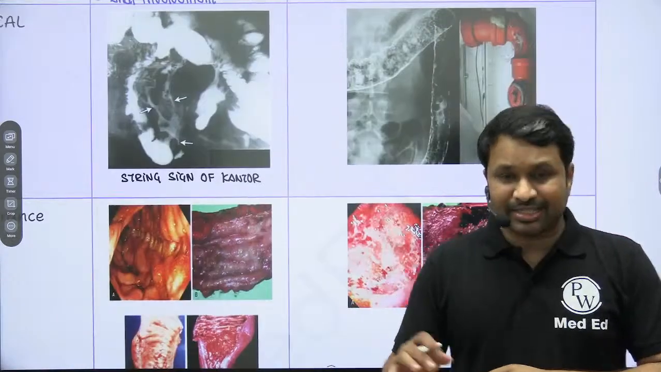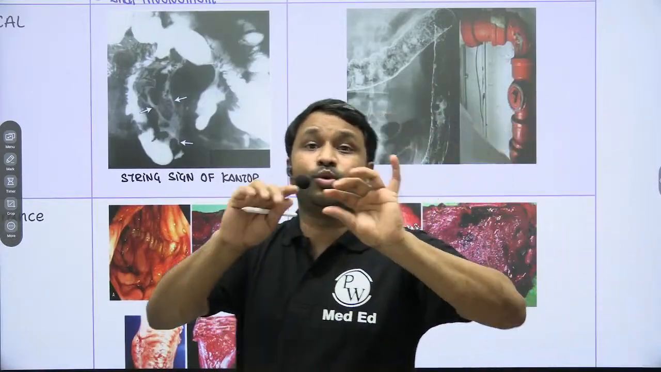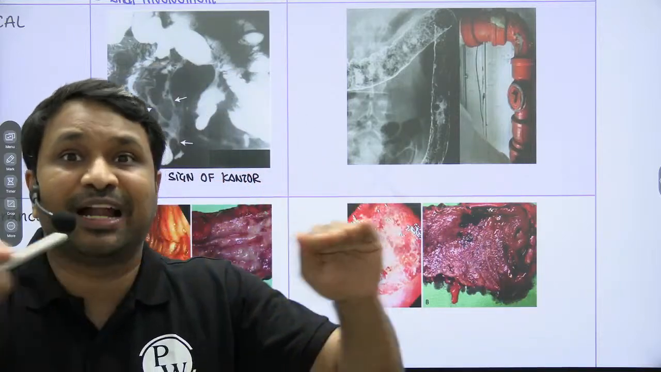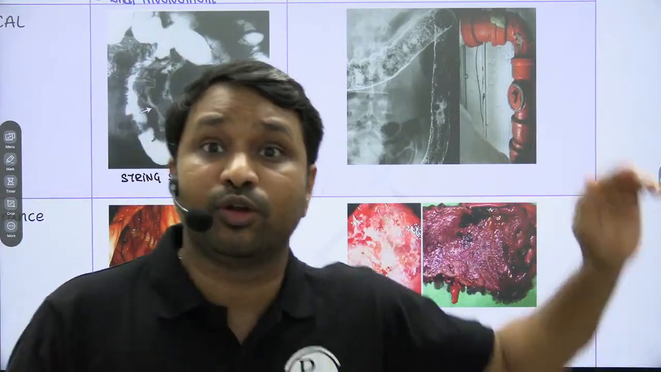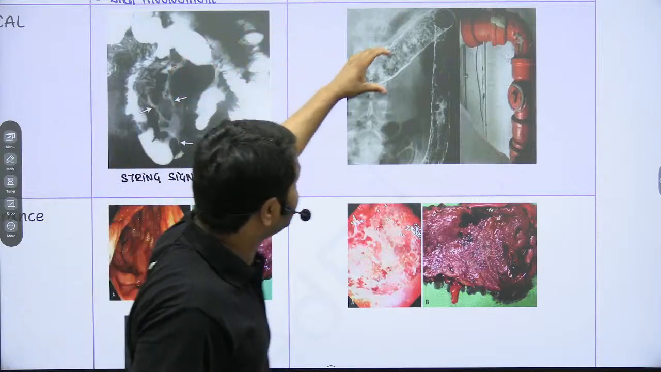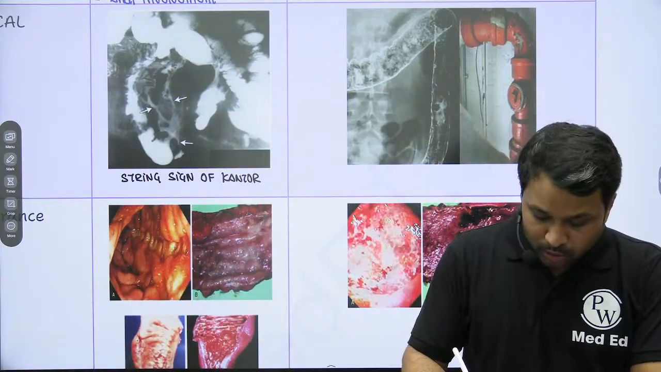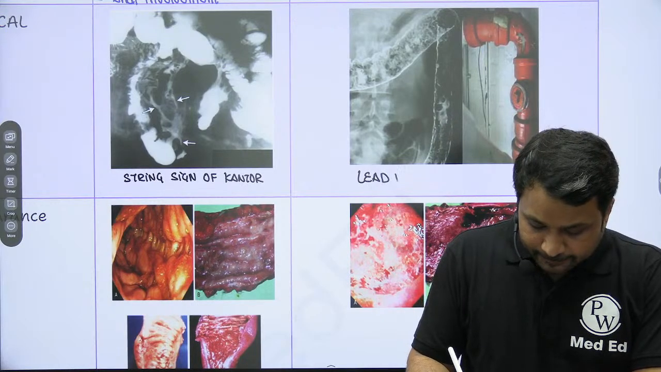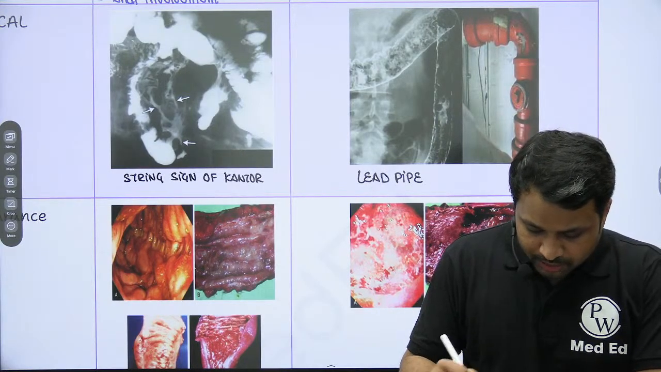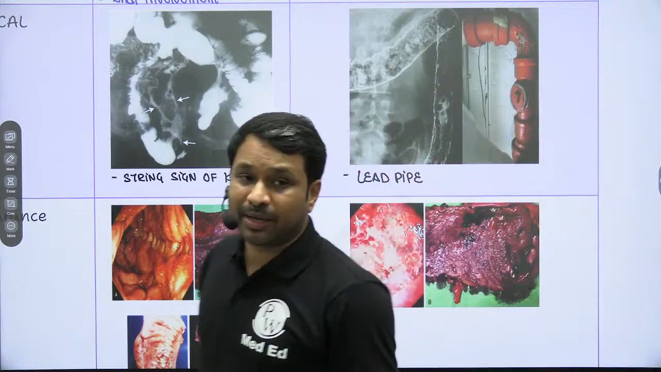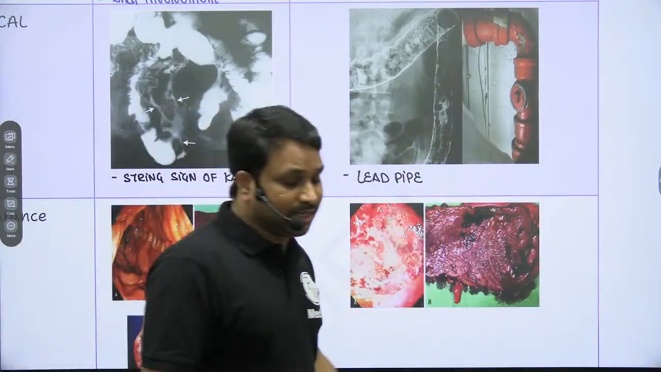When you look at ulcerative colitis, because only the mucosa and submucosa get inflamed, repeated inflammation causes fibrosis, and that fibrosis will cause flattening of the mucosal surface, and that flattening will cause loss of haustration. When the haustration is lost, it looks like a single pipe, and that single pipe is what we call the lead pipe appearance. So string sign of Kantor is going to be in Crohn's disease. Lead pipe appearance is going to be seen in ulcerative colitis.